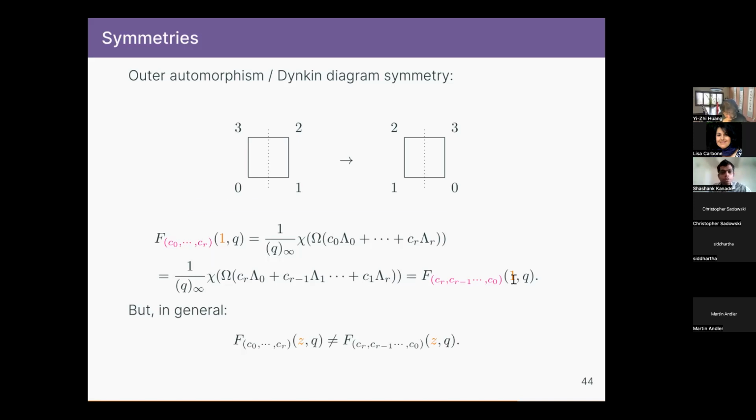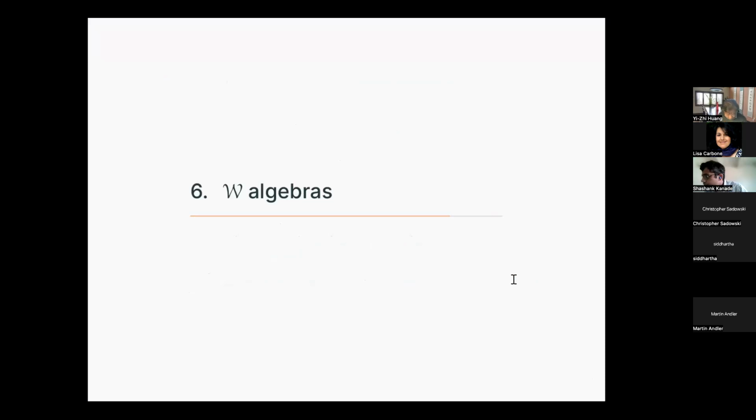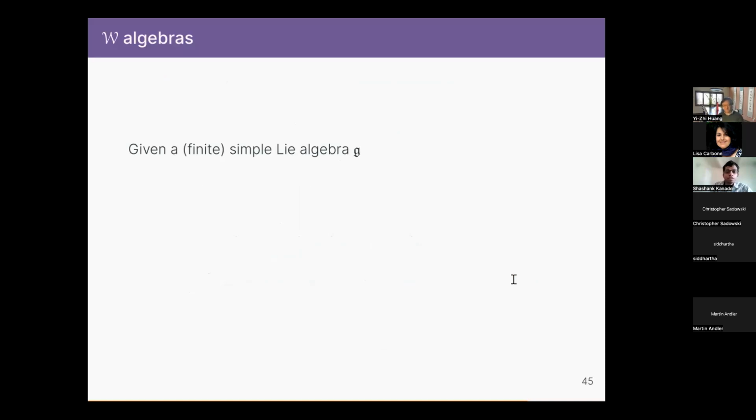Okay, maybe not. So in the last 3 or 4 minutes, I'll tell you what this has to do with W algebras. There is a process starting with a finite simple Lie algebra, a nilpotent element in there, and a level. There is a recipe to start from the Verma module VOA, and there is a functor called the Drinfeld-Sokolov reduction functor, and you get this W algebra there.